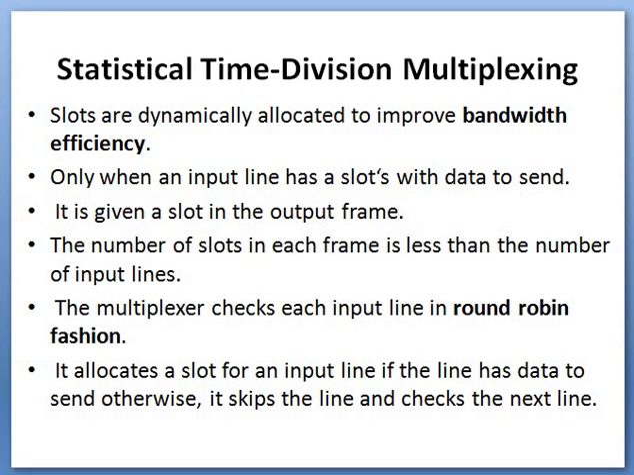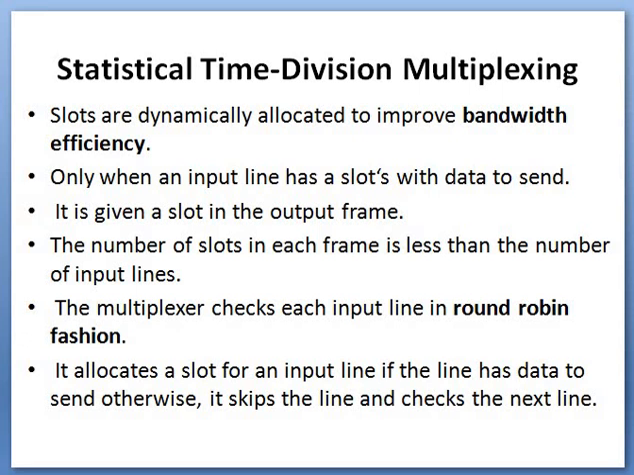So when slots are dynamically allocated to improve bandwidth efficiency, we can use statistical time division multiplexing. Only when an input line has data to send, then and only then can we assign a slot to the data frame, and that frame can send data. It is given a slot in the output frame for that data. The number of slots in each frame is less than the number of input lines.